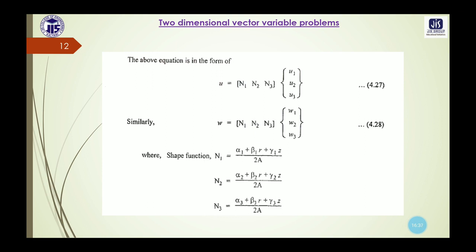Then n2 equals alpha 2 plus beta 2 r plus gamma 2 z divided by twice a. And n3 equals alpha 3 plus beta 3 r plus gamma 3 z divided by twice a. So these are the three values for the mathematical representation of the shape functions.